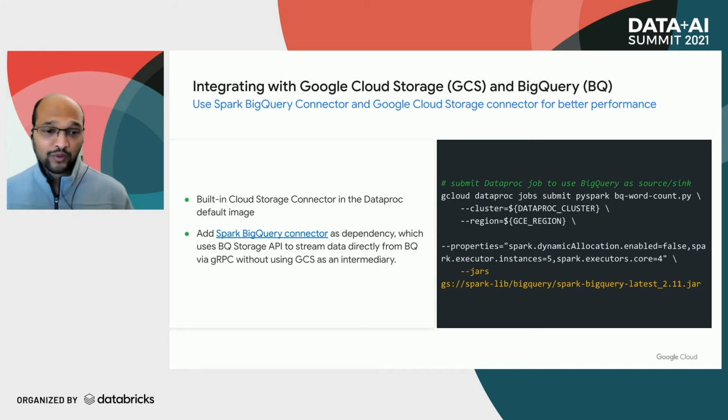And specifically when you're working with BigQuery as a source, you would use the Spark BigQuery connector, which is an optimized connector that utilizes BigQuery storage read APIs to read Google BigQuery tables into Spark data frames. And the connector also supports writing these data frames back to BigQuery.